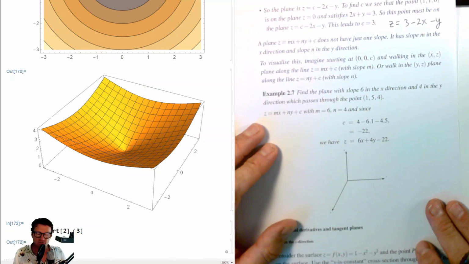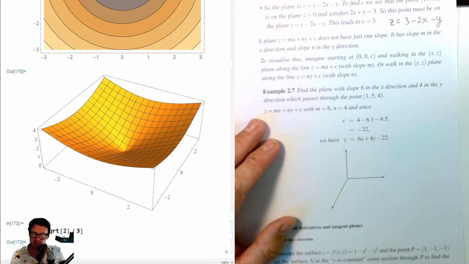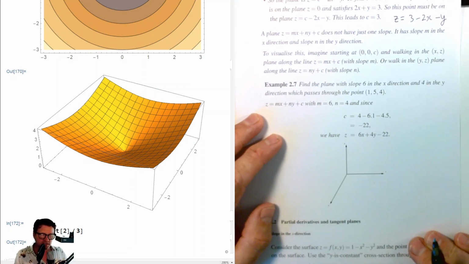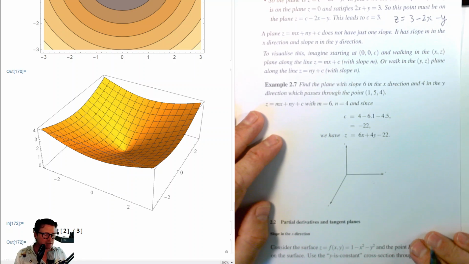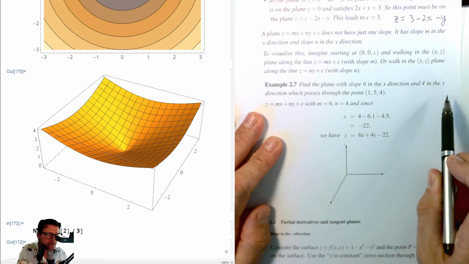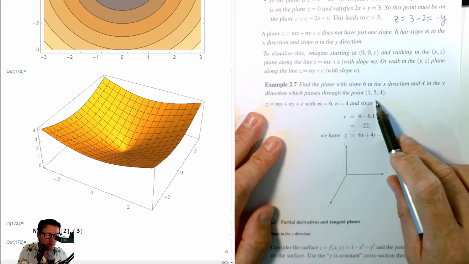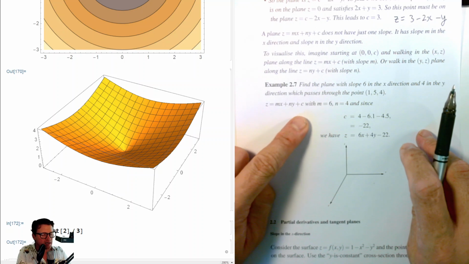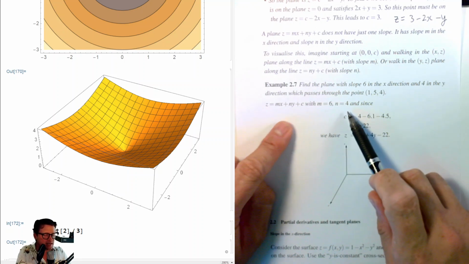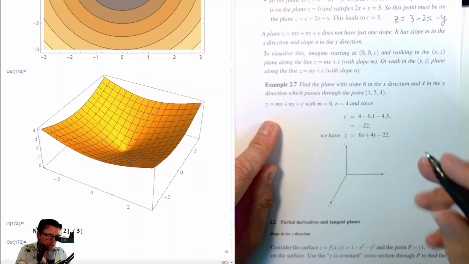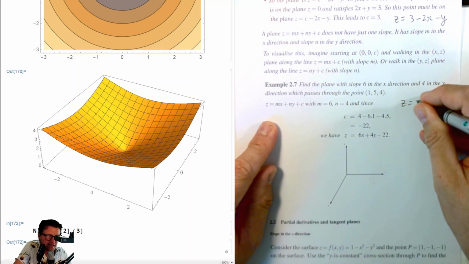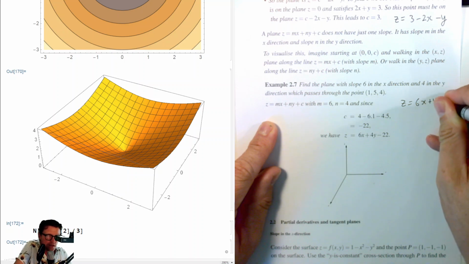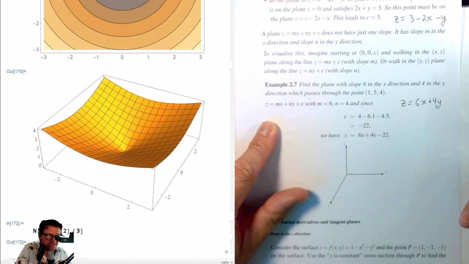All right, moving on to the next example, 2.7. Find the plane with slope 6 in the x direction and 4 in the y direction, which passes through the point (1, 5, 4). Okay, z is equal to mx plus ny plus c. We've got m is 6 and n is 4. So we can write this z equals 6x plus 4y, and then we've got to work out c.